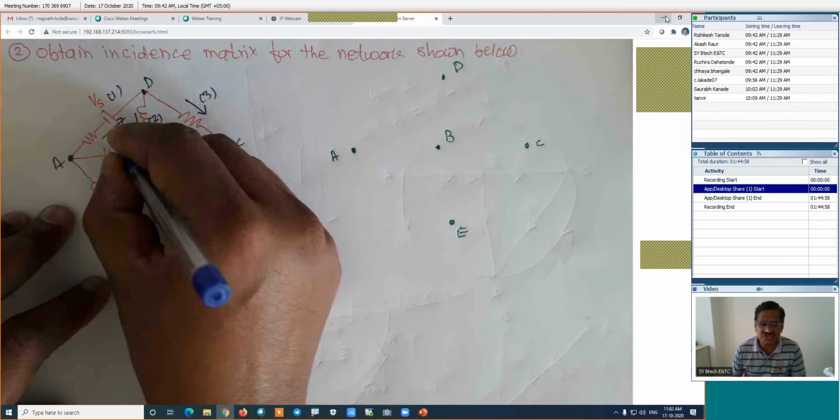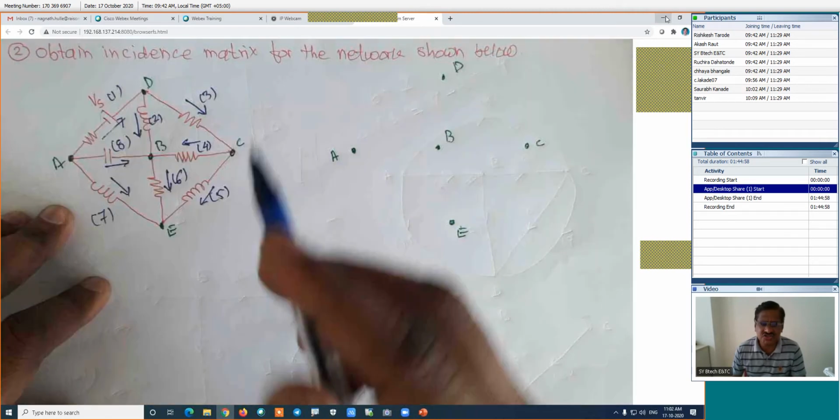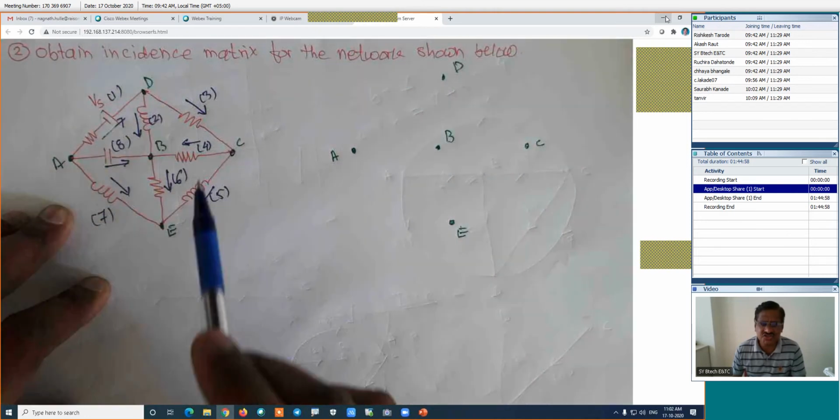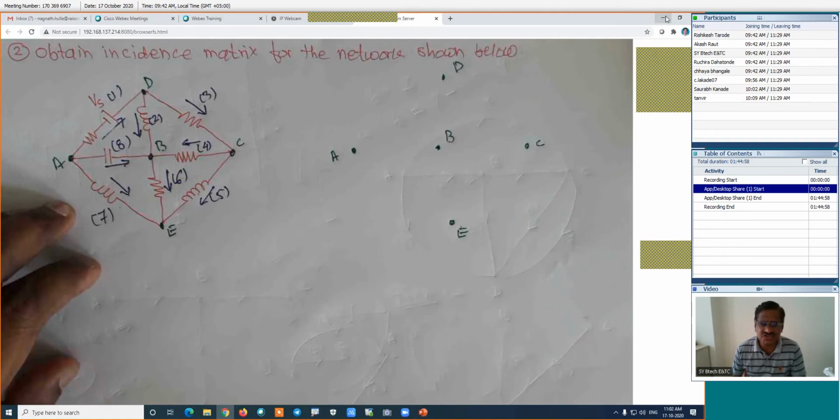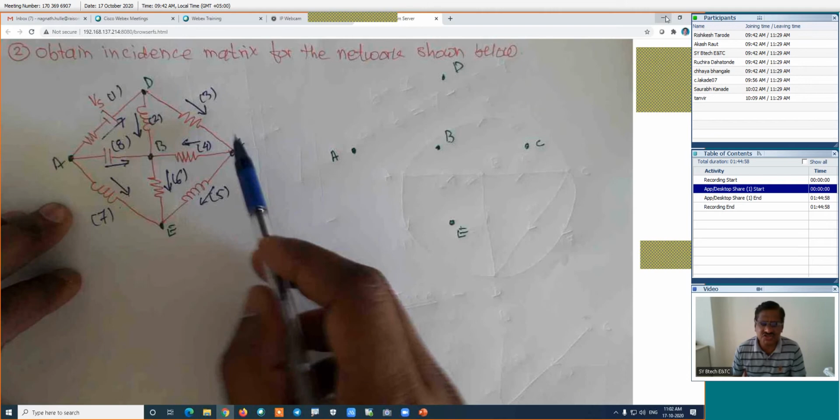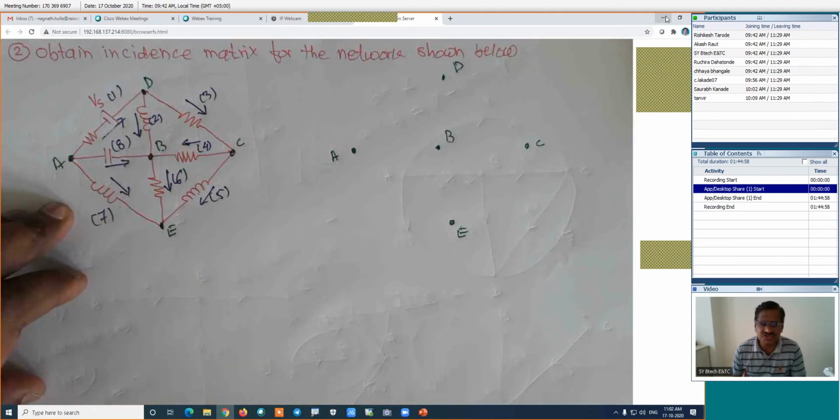This is the branch number 8. This is the branch number 1, 1, 2, 3. This is 4, 5, 6, 7 and 8. You can give any random names to the branches if it is not given in the figure. You can give any names randomly to the nodes, and you can assume any random direction as per your convenience.